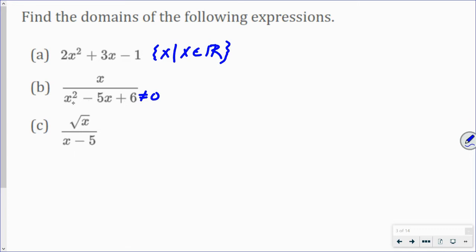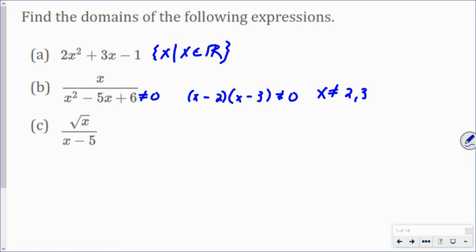So I'm going to take this and I'm going to factor it. I need factors of 6 that add to 5. So that's 2 and 3. It's the same sign, both negative. So x minus 2, x minus 3 cannot equal 0. Well, if x is 2 or 3, that would give you 0. So x cannot be 2 or 3.